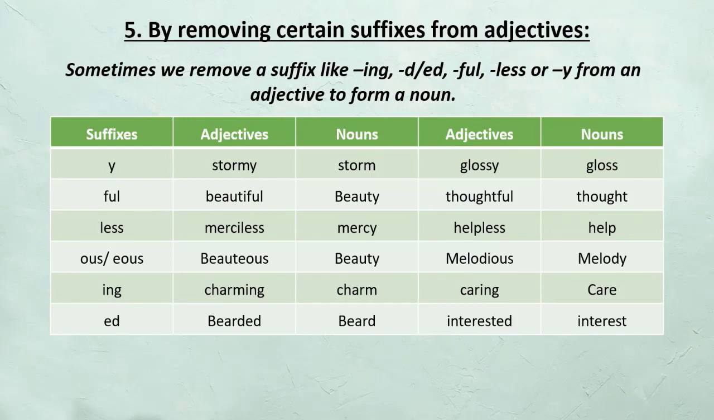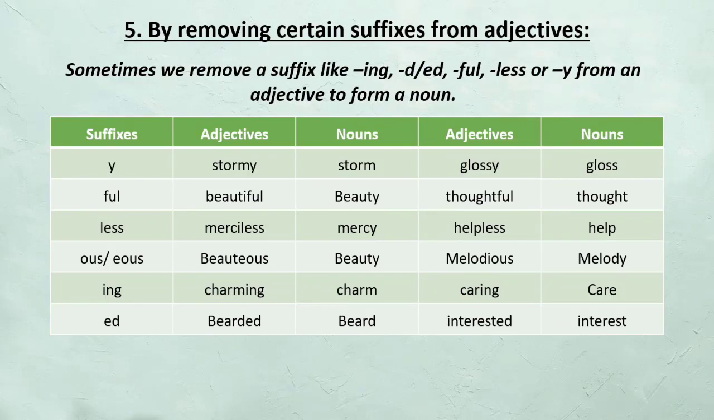The next suffix we are using is L-E-S-S. The adjective is merciless, so we will replace I with y to make a noun, and we will also eliminate L-E-S-S to make the noun mercy. The next adjective is helpless. We will just eliminate or remove the L-E-S-S suffix to make the noun help.